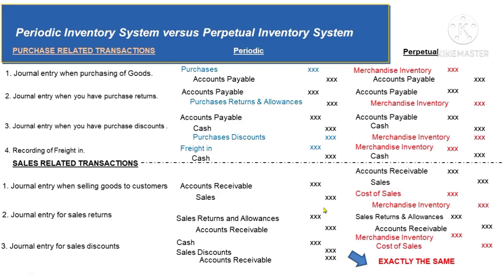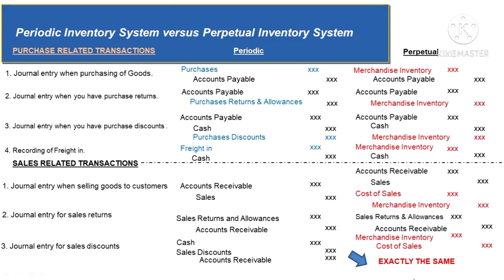Why, you ask? It is because when you grant discounts to your customers, you are actually not receiving or letting go of any inventories, unlike the sales and the sales returns. That is why there are no debits or credits of inventories or cost of sales right here.